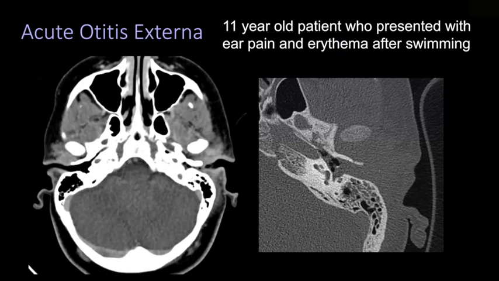So here we have an 11-year-old patient who presented with left ear pain and erythema after swimming. And you can see thickening of the walls of the left cartilaginous external auditory canal compared with the normal right side. You can also see surrounding inflammatory changes in the periauricular region with fat stranding. There's no associated abscess, and there's no associated bony erosion.